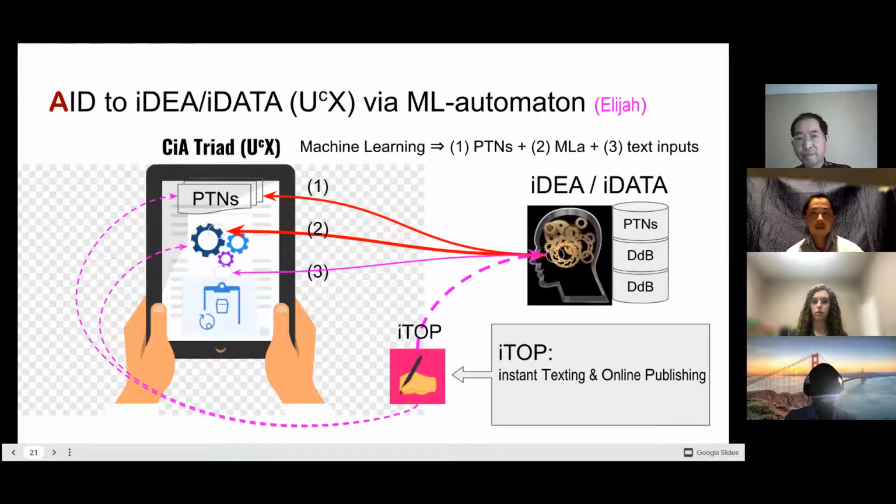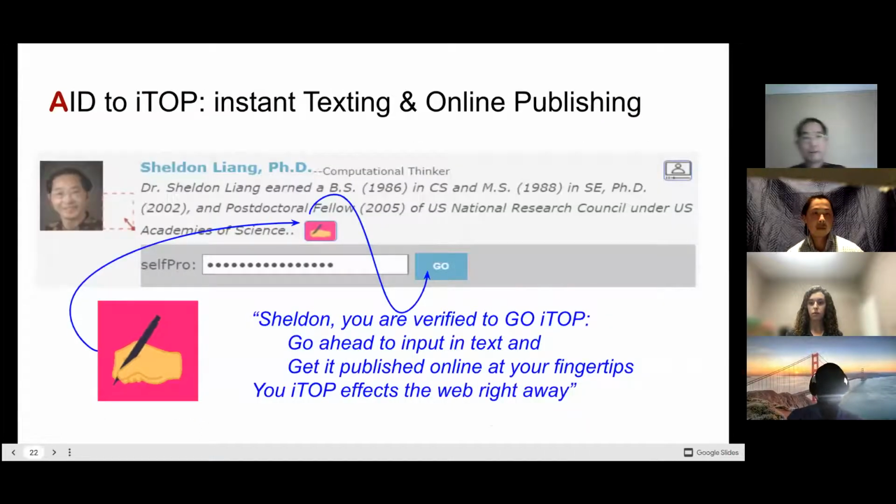So instantly you test something, it passes through a machine learner, which is a machine learning automaton, and then the results are displayed instantly for you. On the next slide, we can see the iTap icon. That's the arm that is writing. You click on that, and it asks you to type something. Like over here, say, Sheldon, you are verified to go ITAP. Once you click on go, just by virtue of you putting in the input, it passes through a machine learning automaton, and then it comes up with an instant output for you that is published.